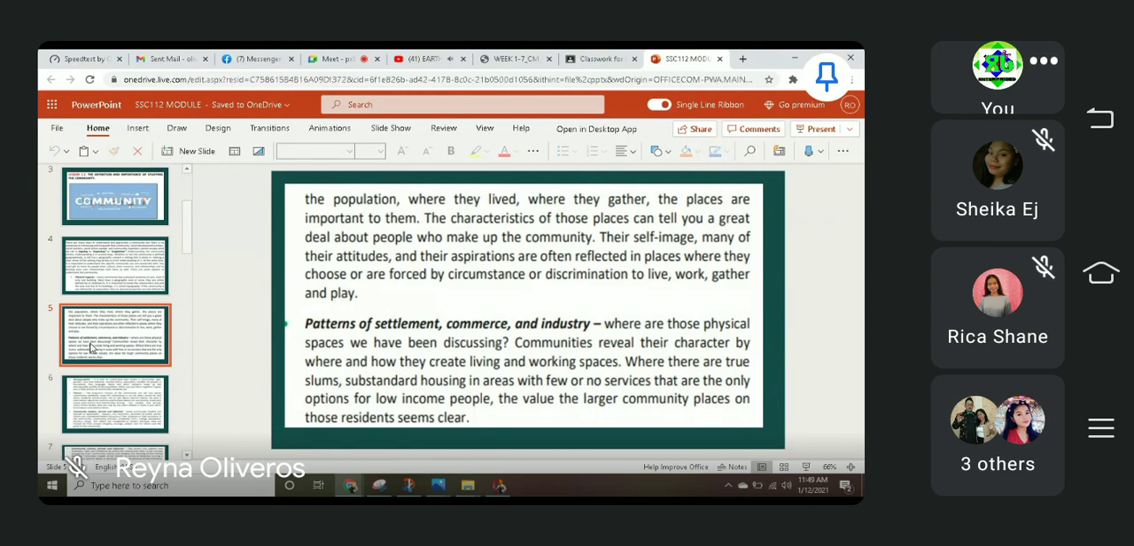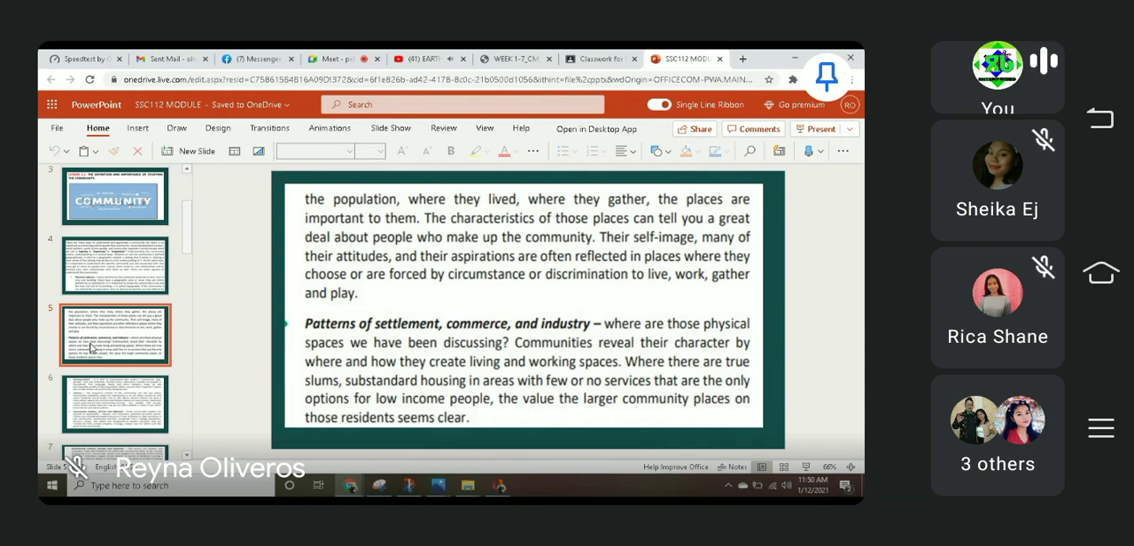So, sabi dito, the characteristic of those places can tell you a great deal about people who make up the community. Okay? So, their self-image, many of their attitudes, and their aspirations are often reflected in places where they choose or are forced by circumstances or discrimination to live, work, gather, and play. Okay? So, yun yung physical attribute or physical aspect ng community.